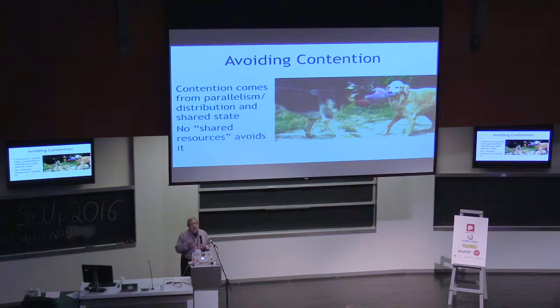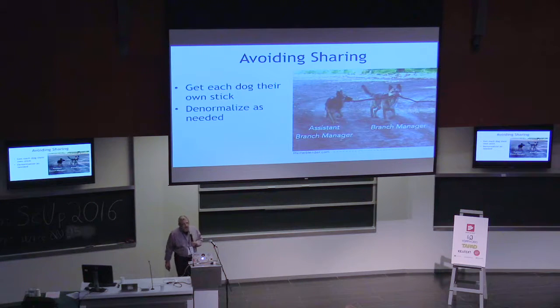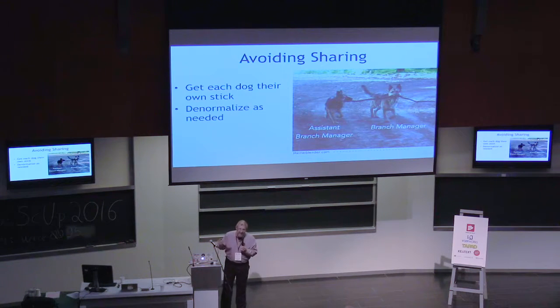We'll talk a little bit about how to get around some of these issues later, but first I want to define what the enemies of scalability are. So how would you go about avoiding sharing? Well, get each dog their own stick is the short answer. I always like to use that analogy. In other words, have more than one instance of the state and have that state be private to the individual component of your system that requires it. Now, that still requires communication, I hear you thinking, and that's true, but there are advantages to it.